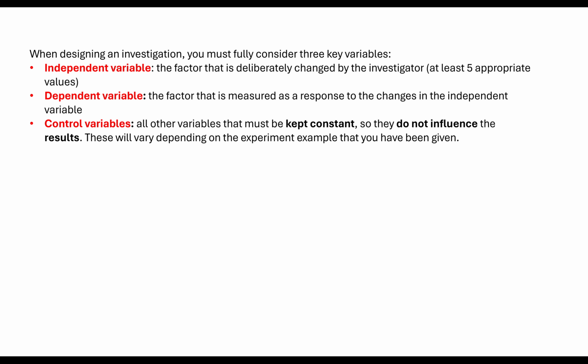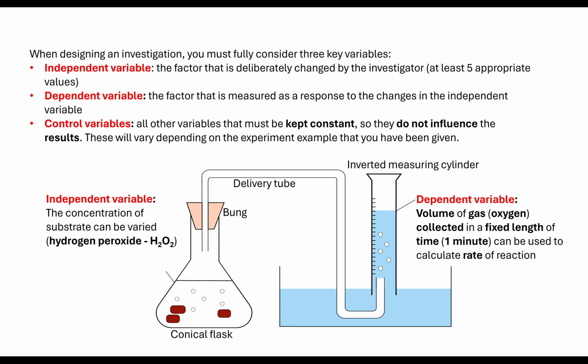Now, this can either be that they ask you to plan the investigation yourself by writing a method that will cover these variables, or it could be that they give you a setup of an investigation and they want you to identify the variables. So things like if we were to change the concentration of a substrate, hydrogen peroxide in this specific example, we would therefore say that that's the independent variable and we want to at least give 5 appropriate values. We would be looking at the dependent variable.